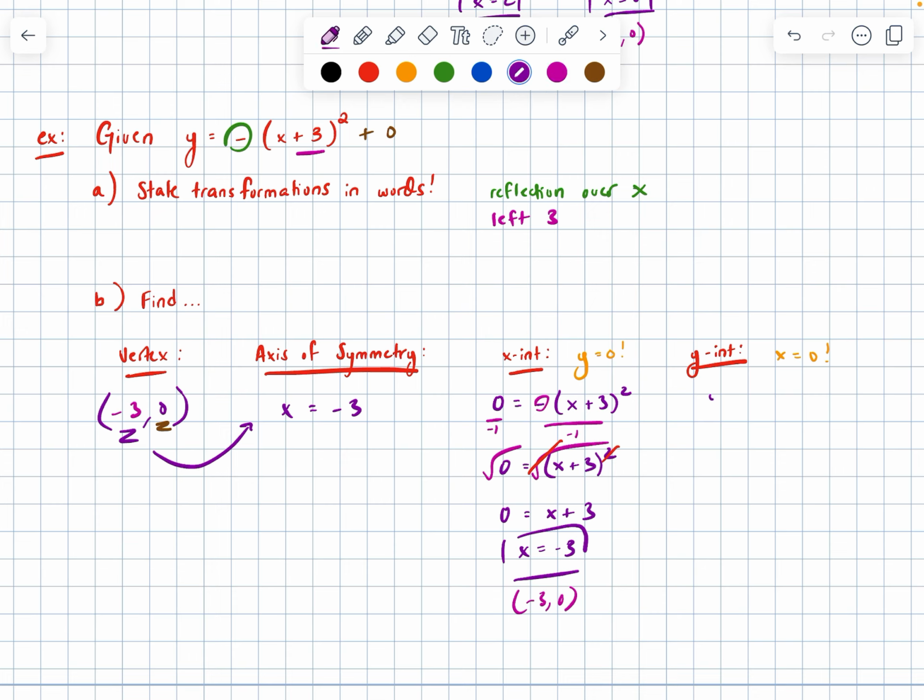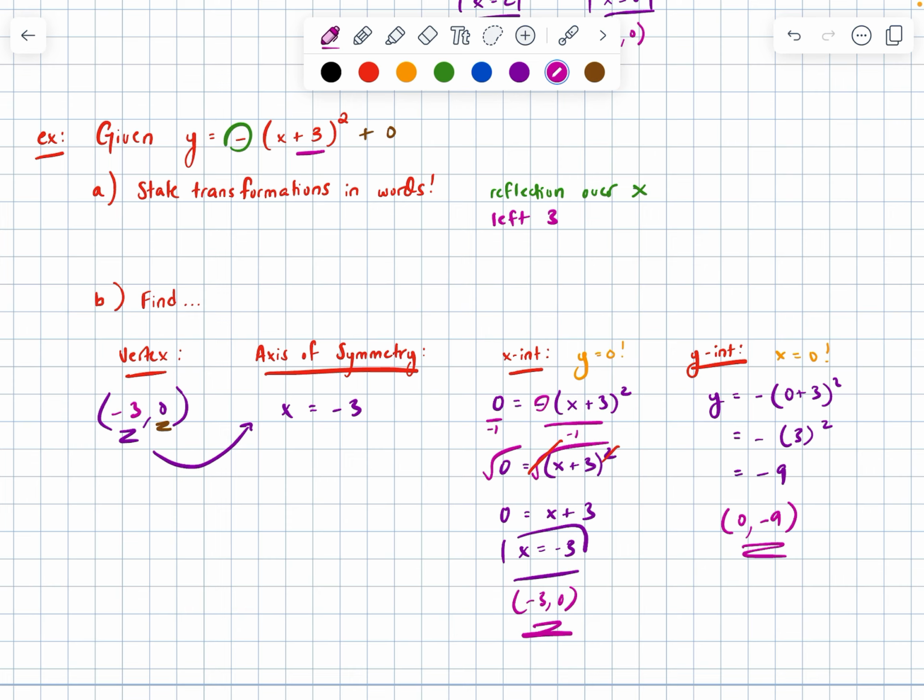To find the y-intercept, all I need to do is plug in 0 for x. So y is going to be equal to negative quantity 0 plus 3 squared. Well, I've got 0 plus 3 is 3. So I've got -3 squared, which is -9. As a point, that tells me that the point (0, -9) is on my graph.